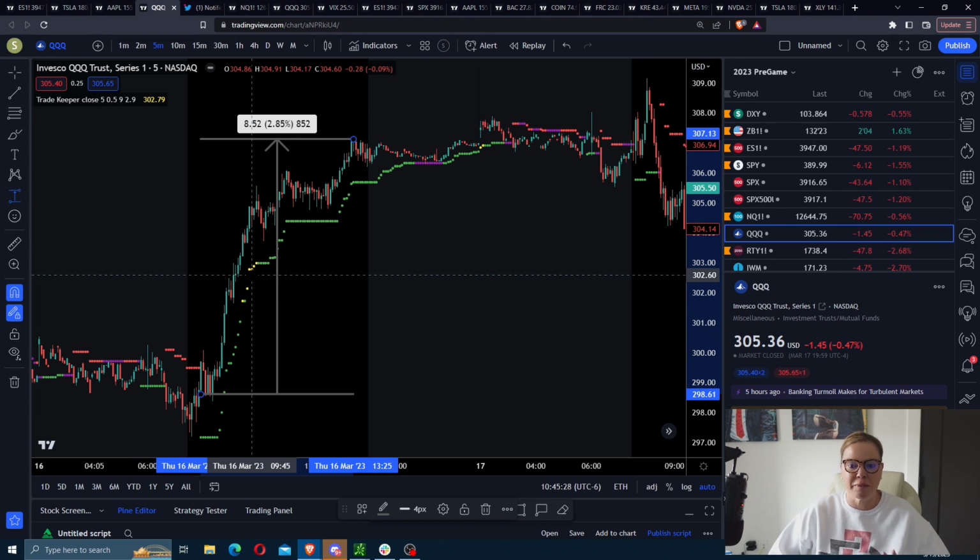That yellow just tells me, okay, we're getting pretty extended here. We may roll over. And it did, and it continued with the green print, and it would have kept you in that trade all day long. So it keeps you in a trade.